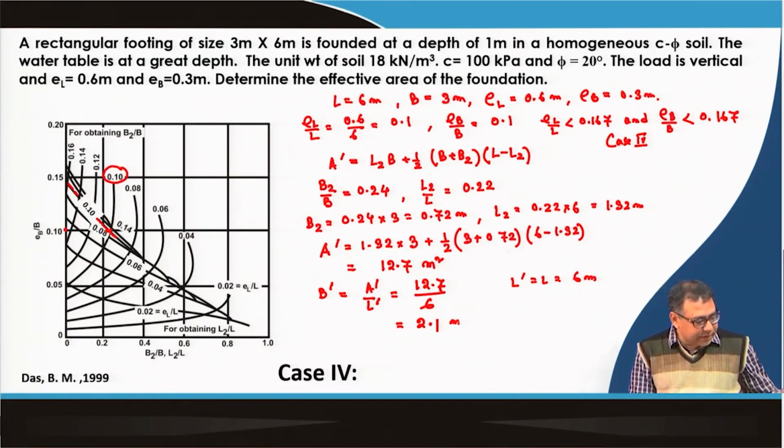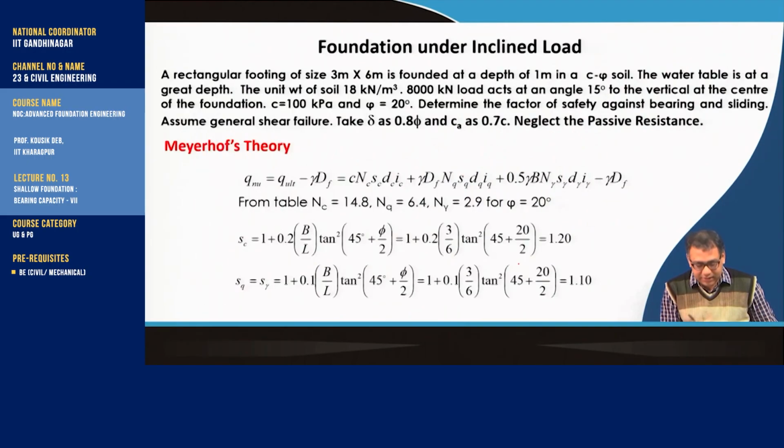So, in the next effect, if the load is not vertical, it is inclined, then how can I determine the bearing capacity? That means the foundation under inclined load. So, for a foundation under inclined load, how can I take care of that effect?